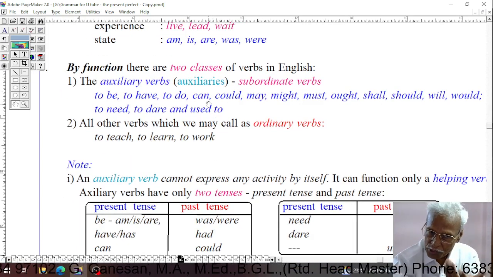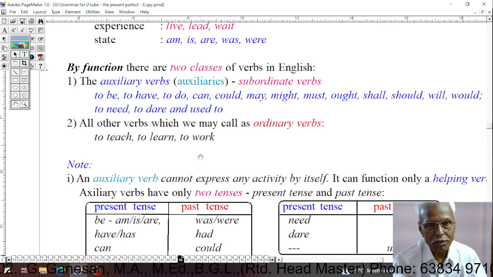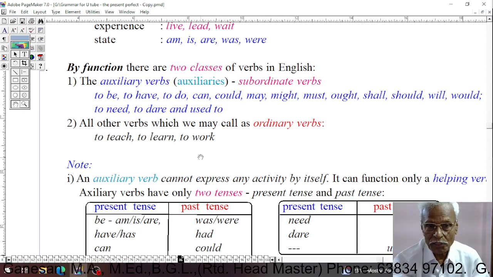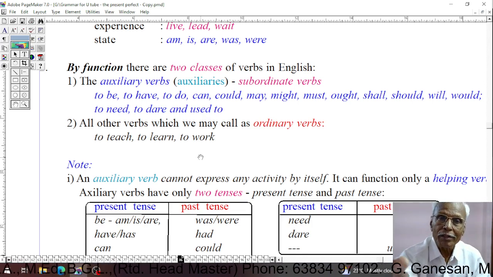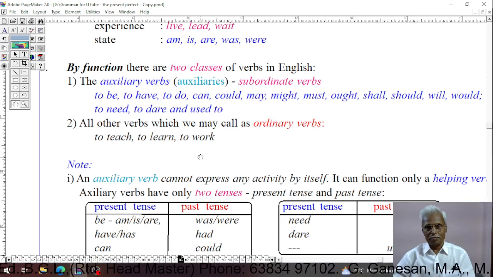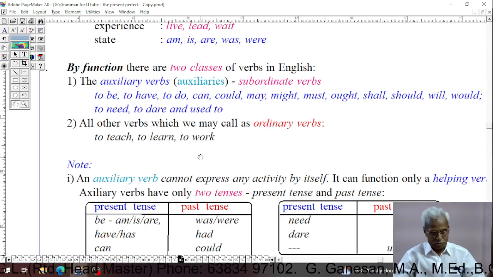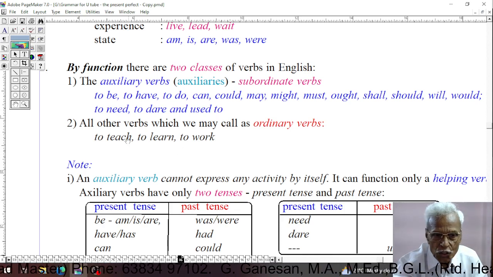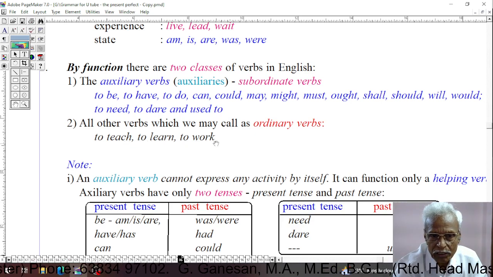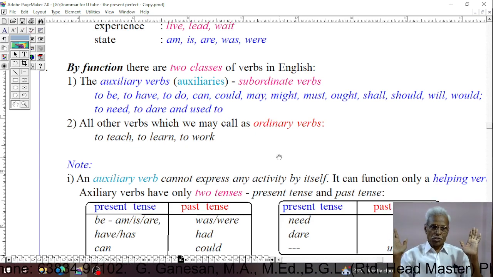Leaving these auxiliary verbs, all other verbs are called ordinary verbs, that is general verbs. Example: to teach, to learn, to work, etc.